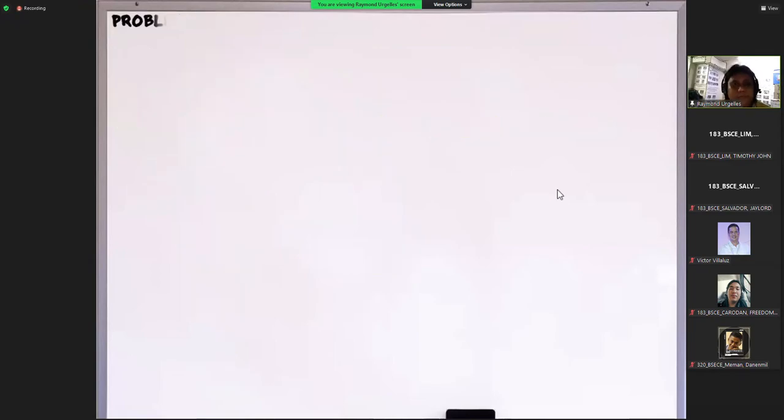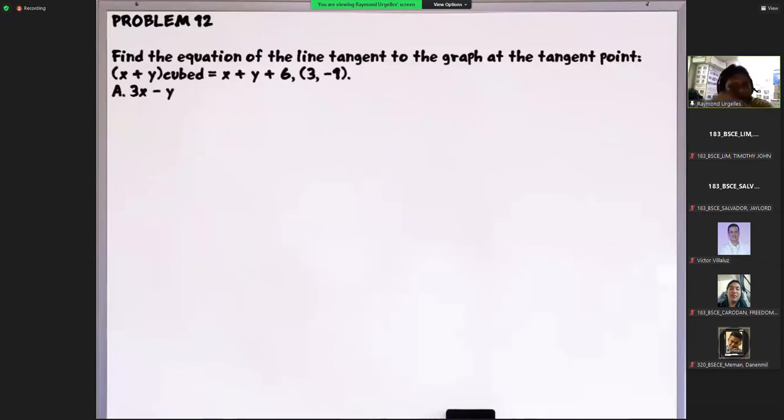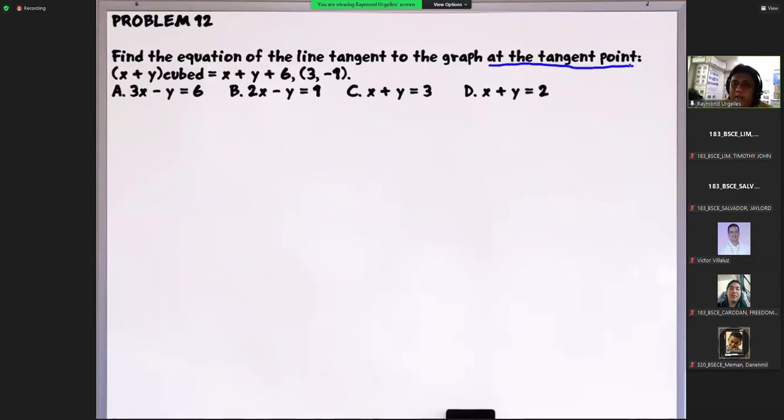So then, let's move to number 12. Okay? So find the equation of the line tangent to the graph at the tangent point. So ito, yung term natin is at the tangent point. Kaya sabihin itong given na to, this is our point of tangency.